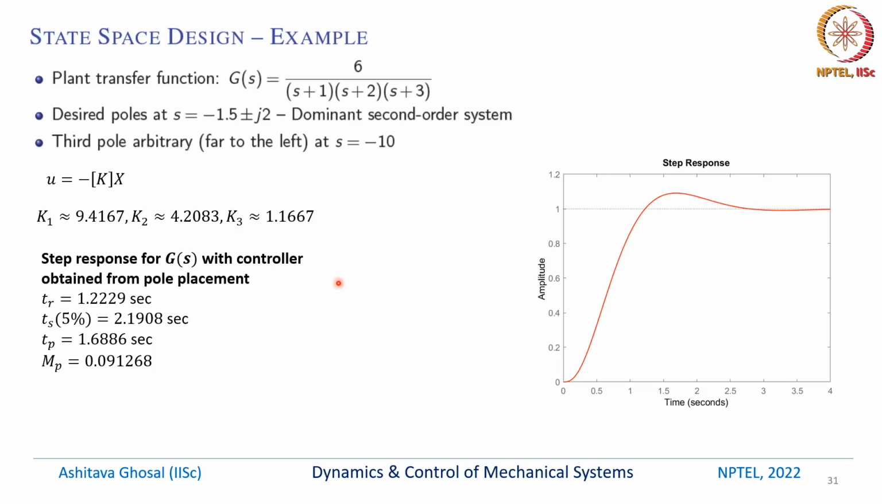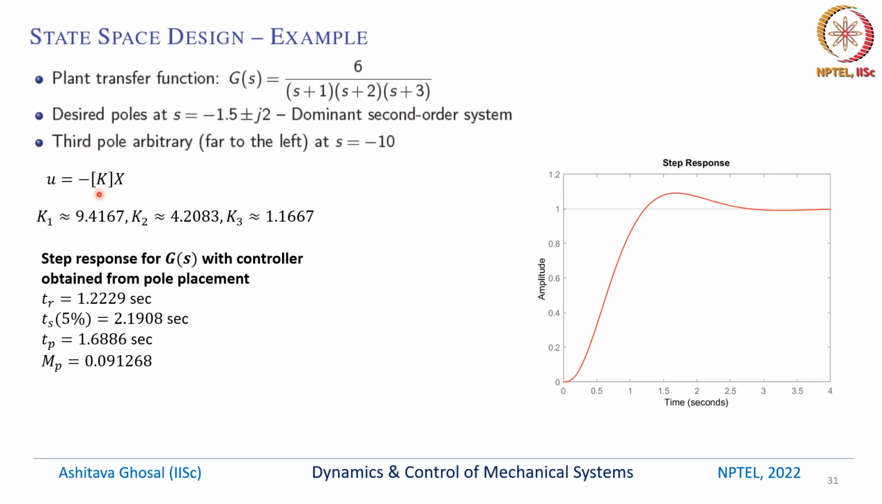So let's look at an example. We have a plant transfer function which we have looked at before, which is 6 divided by (s plus 1) into (s plus 2) into (s plus 3). We want the dominant second order system with desired poles at s equals minus 1.5 plus minus 2j. The third pole, as we had discussed earlier, could be far to the left, sort of arbitrary. Let's choose it at s equals minus 10.